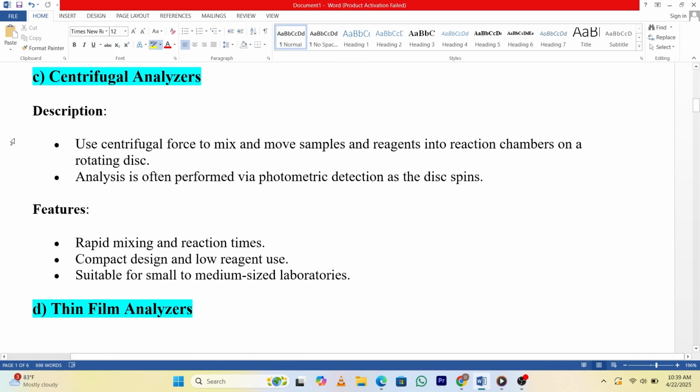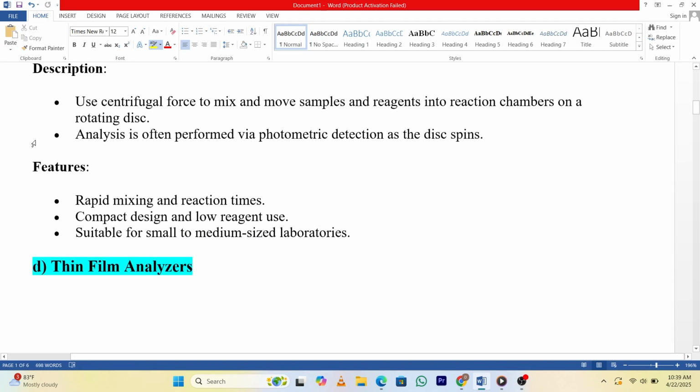C. Centrifugal analyzers. Description. Use centrifugal force to mix and move samples and reagents into reaction chambers on a rotating disc. Analysis is often performed via photometric detection as the disc spins. Features. Rapid mixing and reaction times. Compact design and low reagent use. Suitable for small to medium-sized laboratories.